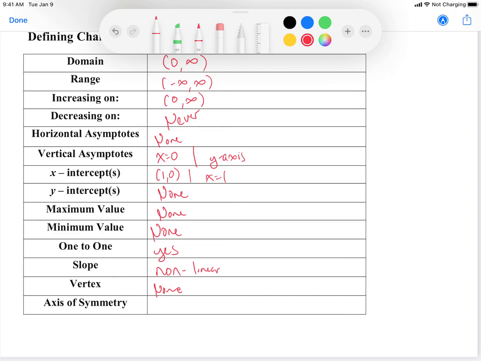Axis of symmetry, none. So it's very simple as far as the defining characteristics for the base one. Okay?